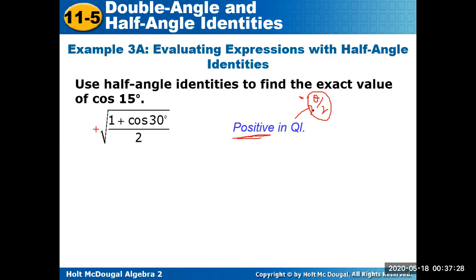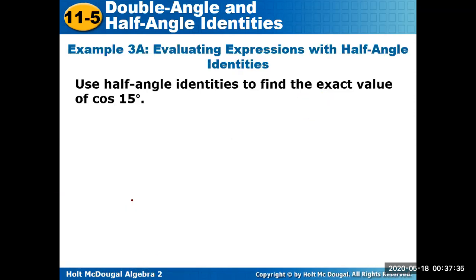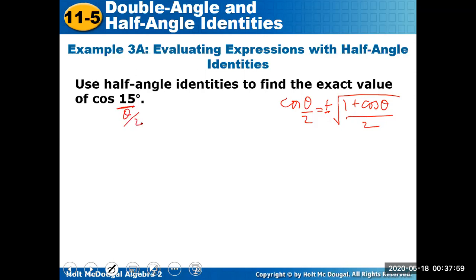So the formula for cosine, they did not mention the formula here one more time. Anyhow, let's write the formula on the side. Cosine theta by 2 is equal to plus or minus square root of (1 plus cosine theta) over 2. As I said, this is your theta by 2 and your theta was 30 degrees.